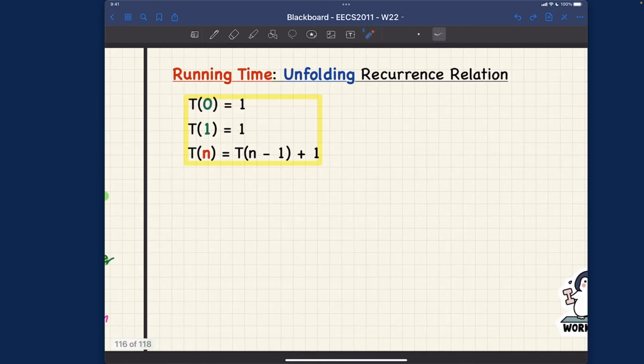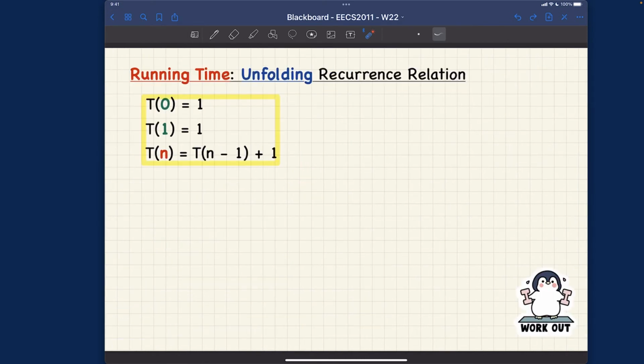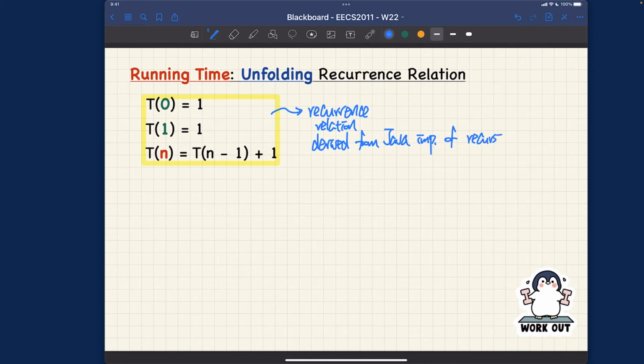Let me try to solve it over here. Okay, so this is really the recurrence relation we just derived from the last part. Let me just mention that. So this is the recurrence relation derived from the Java implementation of the recursive algorithm. And you're going to know how to formulate such a recurrence relation for every recursive Java code you're given. Now, how do we solve it? Let me show you.